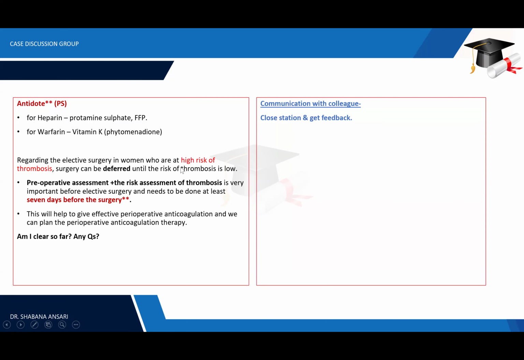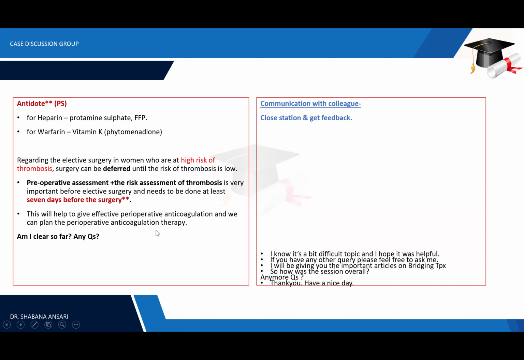And if this woman is at very high risk of thrombosis, then surgery can be deferred until the risk of thrombosis is low. And the risk assessment of thrombosis is usually done 7 days before the surgery. And the documentation is very, very important, and this will help us to give effective perioperative anticoagulation, and we can plan the anticoagulation therapy effectively.